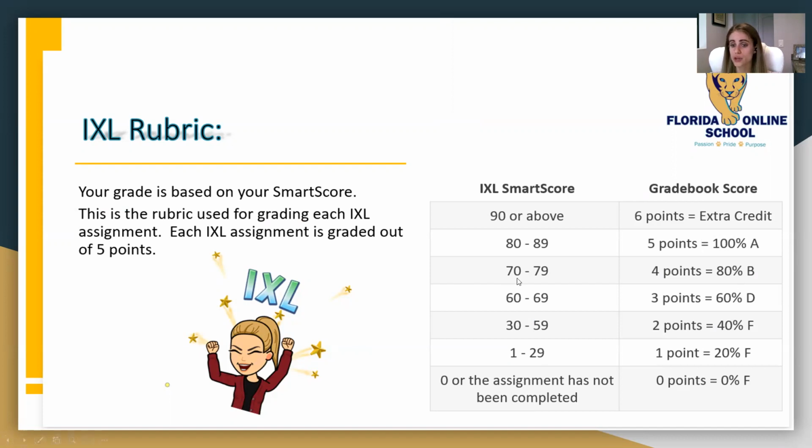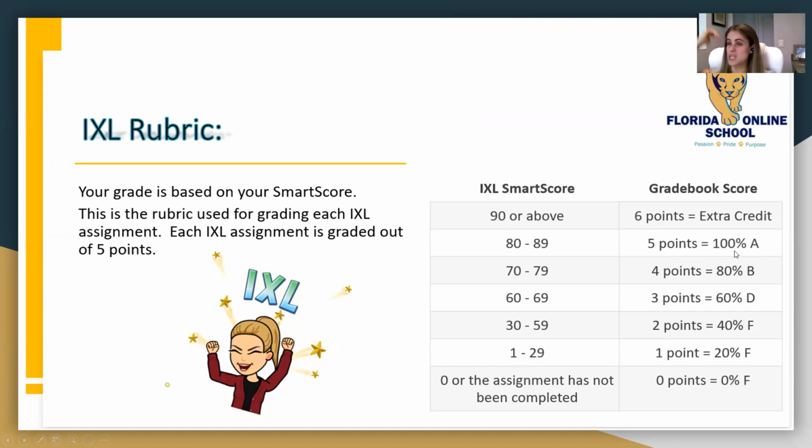So if you get to a 70 to 79 SMART score, and that's where you stop, that means when I grade it, you're going to get 4 points, which is an 80% B. That's a really good grade. That's acceptable. If you want to strive higher than that, and your SMART score is between an 80 and 89, and that's where you stop, then you'll get 5 points. So that's a perfect score, 100% A.